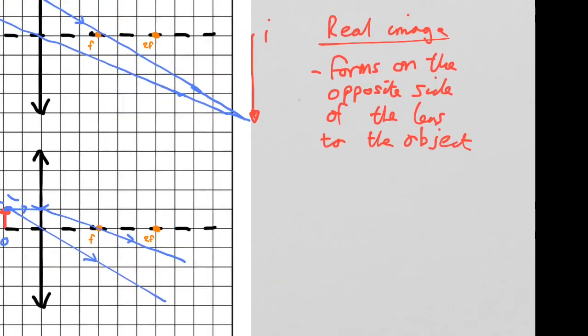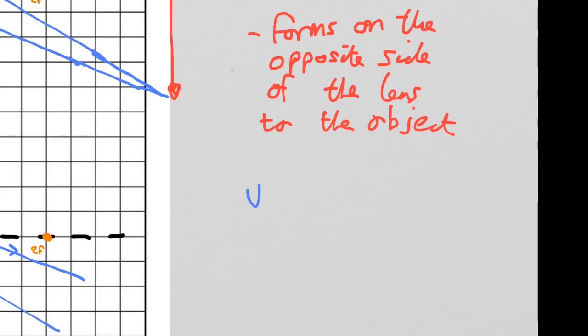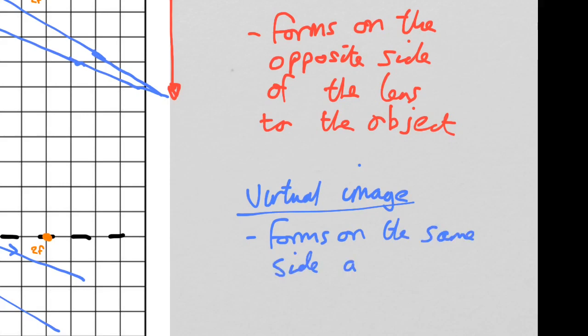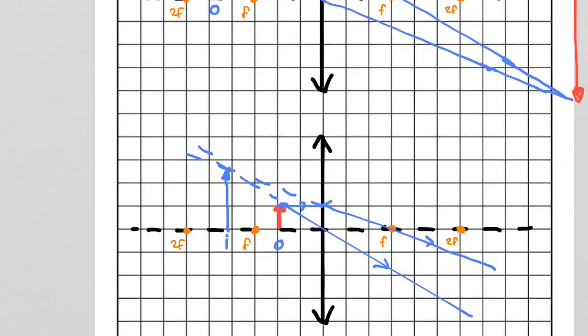Images that form on the same side of the lens as the object are called virtual images. So it's a virtual image because it forms on the same side as the object. Now it's the right way up and it's bigger. This is how a magnifying glass works.